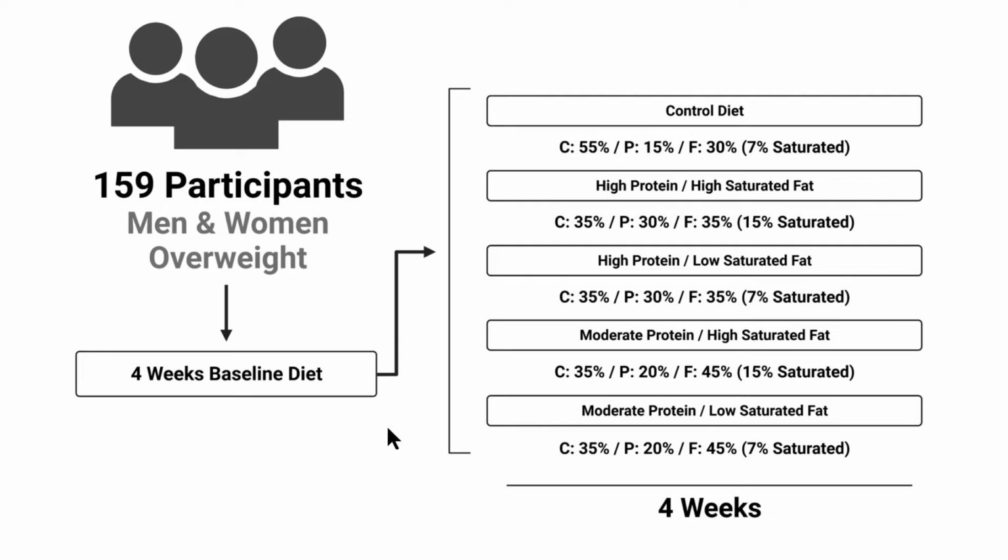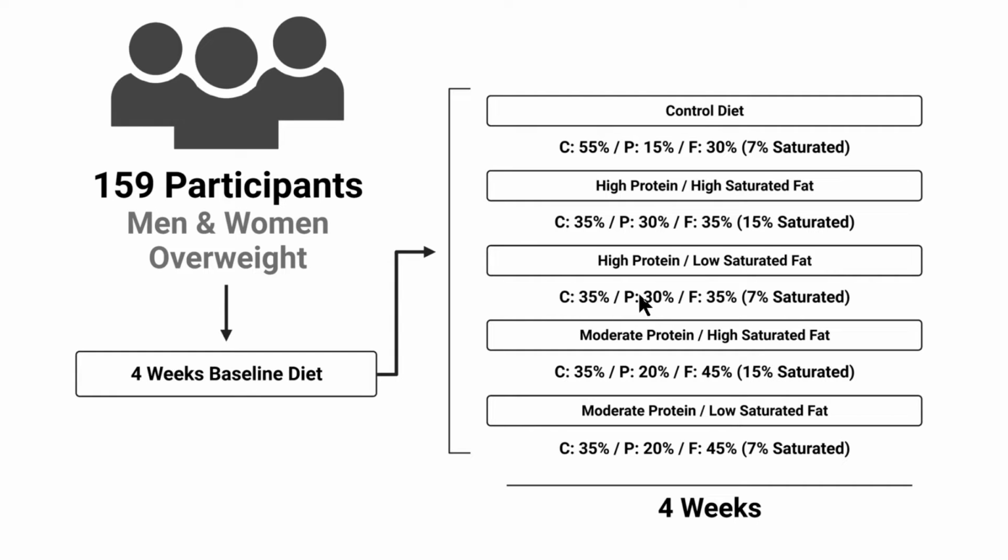Then after those 4 weeks, they're split into these 5 different conditions. So the control diet, and I've got it listed here. The C is for carbohydrates, P is for protein, and F is for fats. And then they had different proportions of saturated fat. So we've got our high protein, which is right here. 30% of their diet was protein, and high saturated fat, meaning that the fat level was 35%, but the saturated fat was 15%.